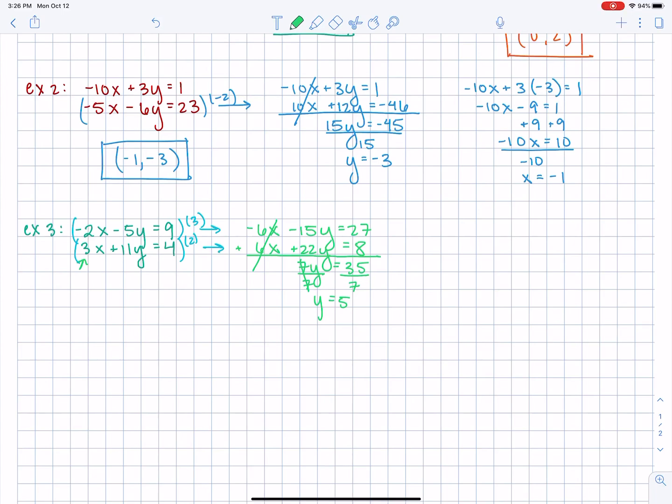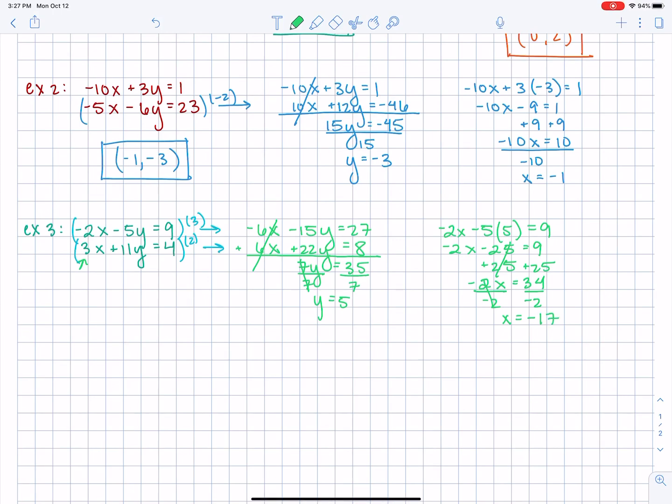Halfway there. You can choose any equation that you want. Again, I always choose this top one just to keep things consistent. I'm solving for x, so I need to substitute this 5 in for y. If you're confused as to where I got that equation, right here, negative 2x minus 5y equals 9. All right, now we have negative 2x, negative 5 times 5 is negative 25. Now I can add 25 to both sides. Negative 2x is equal to 34. So we're going to divide by a negative 2. And x is equal to a negative 17.